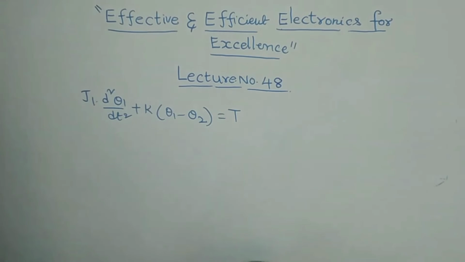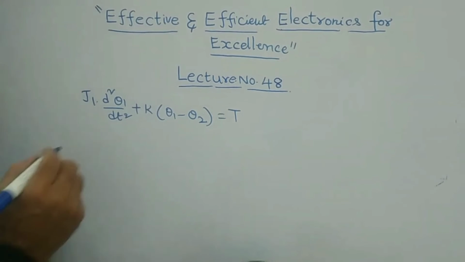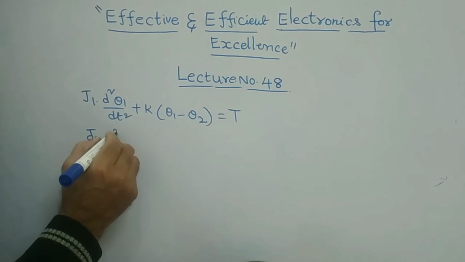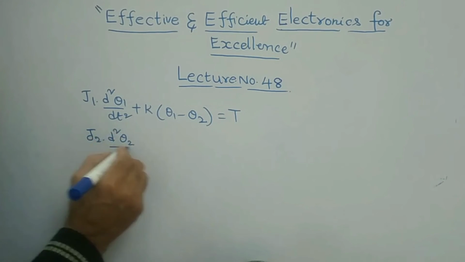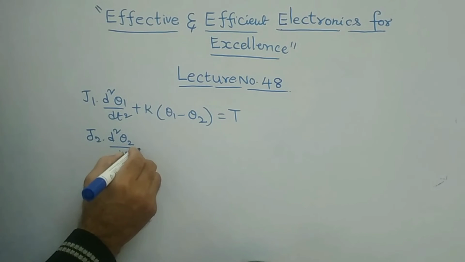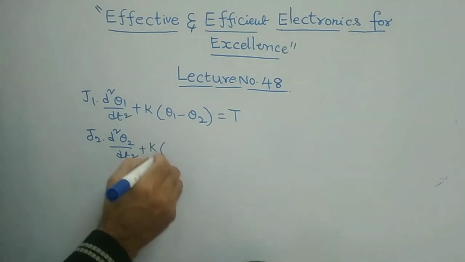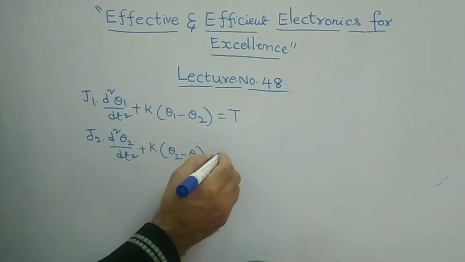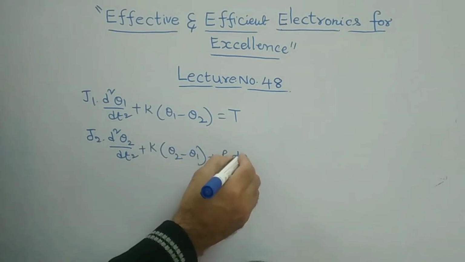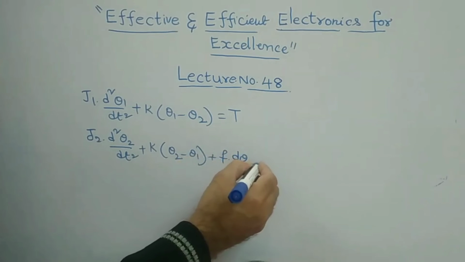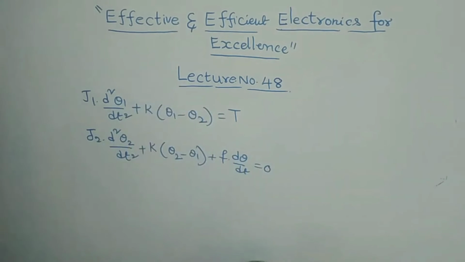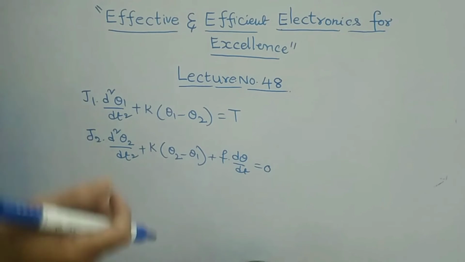Is it not? This is your first expression. Similarly, what is the second expression? J2 d square theta 2 by dt square plus again k, obviously there, theta 2 minus theta 1, plus f d theta by dt equal to 0. These are the two differential equations we have noted down from that given mechanical system.